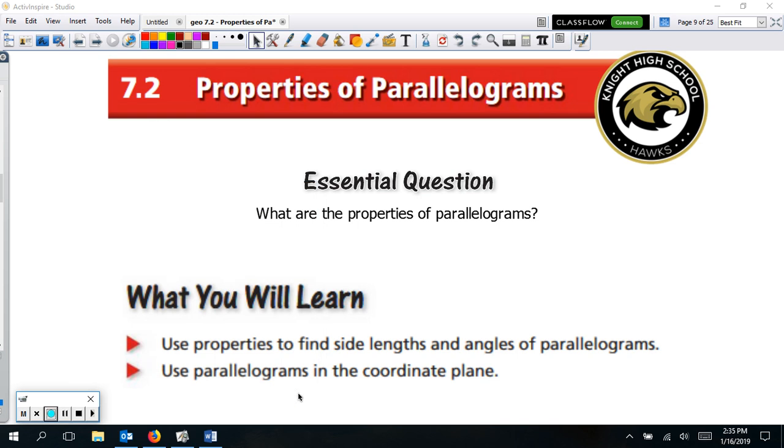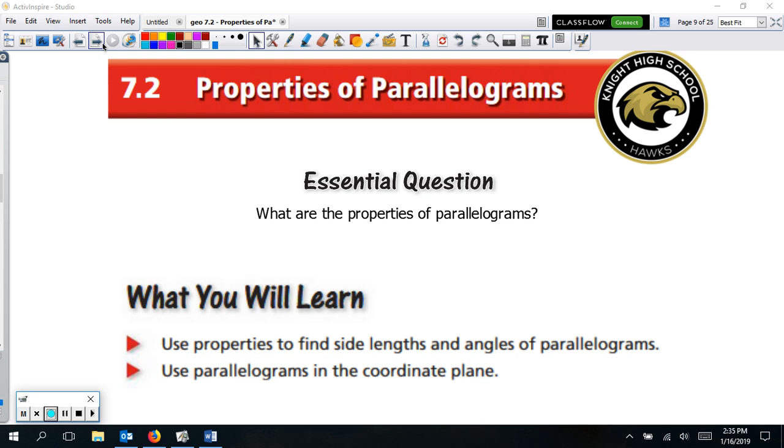Hey everyone, 7.2 properties of parallelograms. So here we go, looking at this figure called a parallelogram, and that's something we'll use a lot this chapter in chapter 7. But we're going to be looking at some properties of the parallelograms.